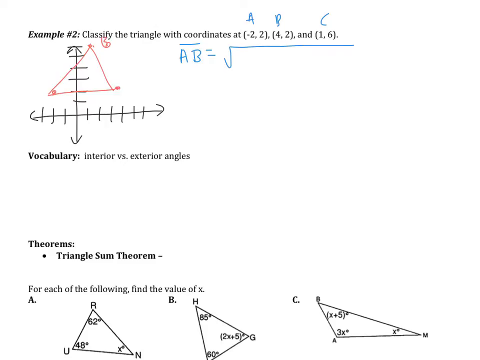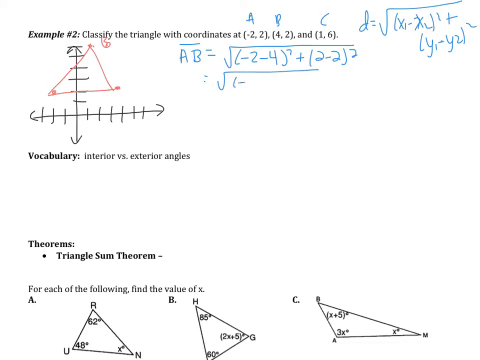So for side AB, I'm going to have -2 minus 4, so subtracting my x's, subtracting my y's, I have 2 minus 2 squared. So remember, distance formula, I have x1 minus x2 squared plus y1 minus y2 squared. Okay, so this becomes the square root of (-6) squared plus 0 squared, square root of 36, so AB equals 6. Okay, right now pause the video and you do the next two. Find the length of BC and the length of AC. Good luck.